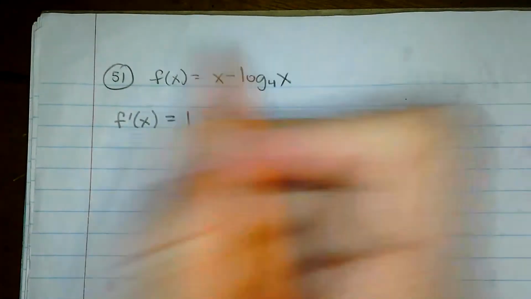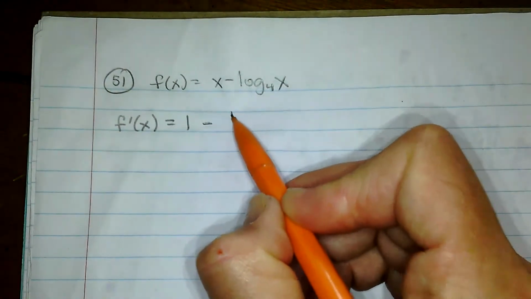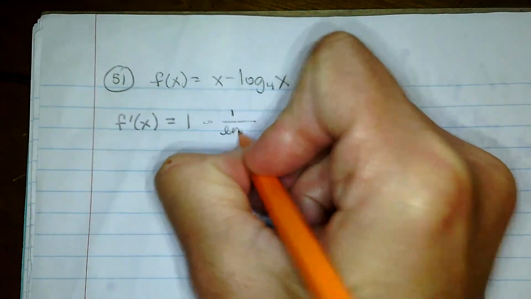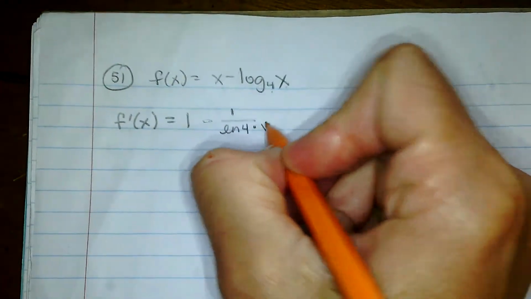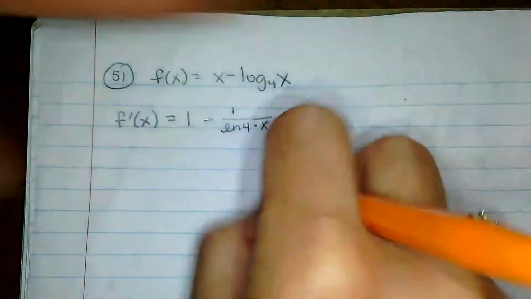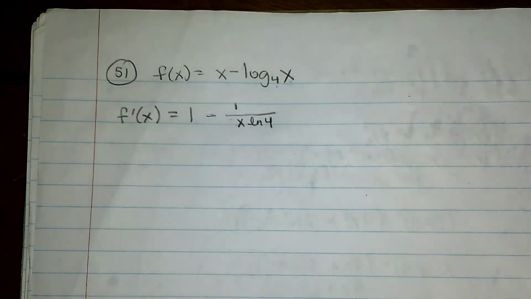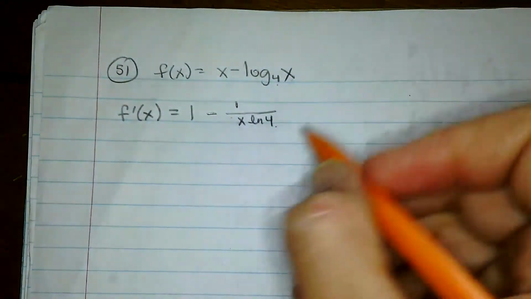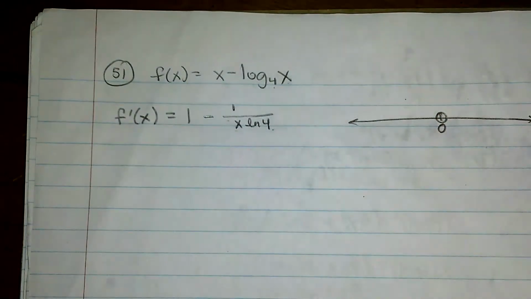The derivative of a log function, 1 over natural log of the base 4 times that, whatever you're taking the log of. Probably would be better if I had it x ln 4. Okay, so this is going to be undefined only when the denominator is 0. So that's going to happen at 0.